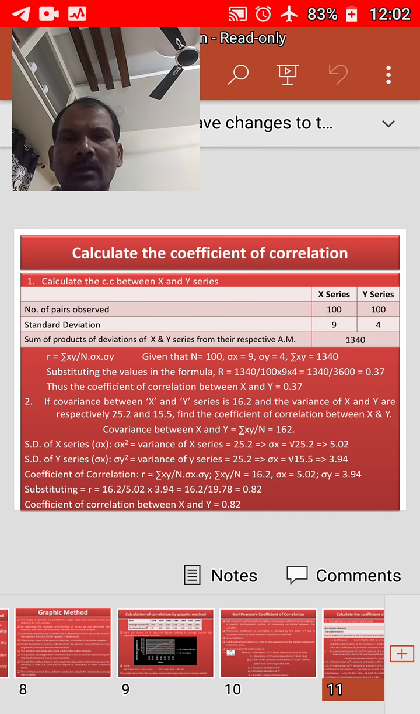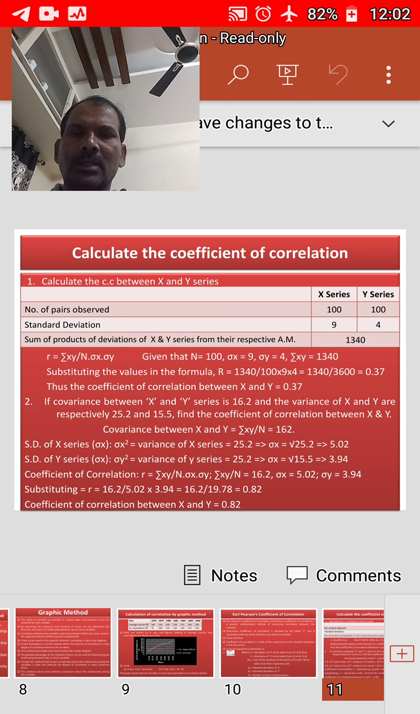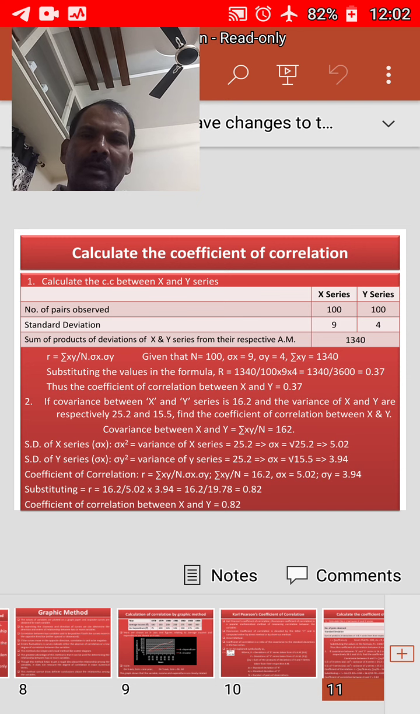We know the formula given by Karl Pearson. Pearsonian coefficient of correlation, that is small r, is equal to summation, big sigma, x into y by n into sigma x into sigma y. Given that n is equal to 100, sigma x is equal to 9, sigma y is equal to 4, and sigma xy is equal to 1340. Substituting the values in the formula, r is equal to 1340 by 100 into 9 into 4.